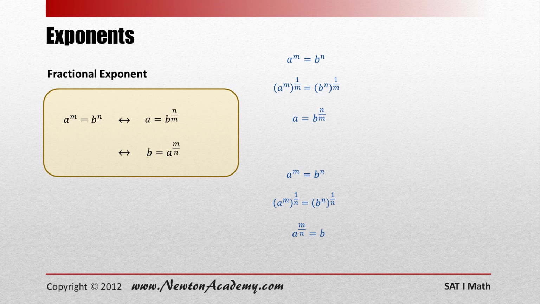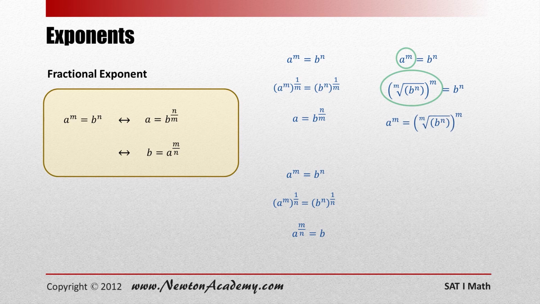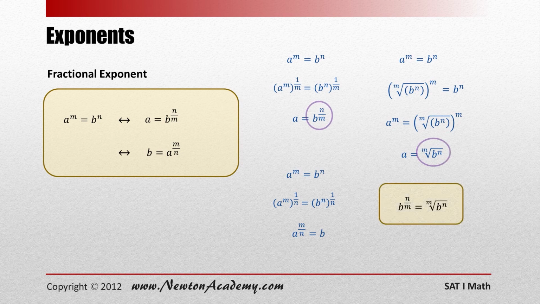Now let me show you another important convention you must know about fractional exponent. Here is the original equation, a to the m equals b to the n. Now if you take the m power on the mth root of b to the n, you get b to the n back. These two quantities are all equal to b to the n, so they're equal to each other. Now let's take a look at these quantities inside the power of m. They must be equal to each other. So we have a is equal to mth root of b to the n. Now look at these two quantities. Since they're all equal to a, they must be equal to each other.